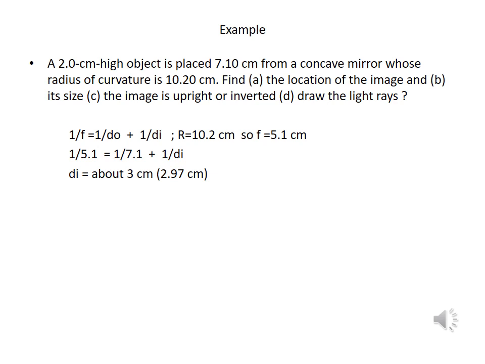using the mirror's formula. Since we have a concave mirror, the focal length is positive, and the value of the focal length is half of the radius of curvature. So the focal length is 5.1 cm. By putting all those numbers in the mirror's formula, 1 over 5.1 equals 1 over 7.1 plus 1 over Di. Solving this equation, you can get Di, the distance of the image, about 3 cm.